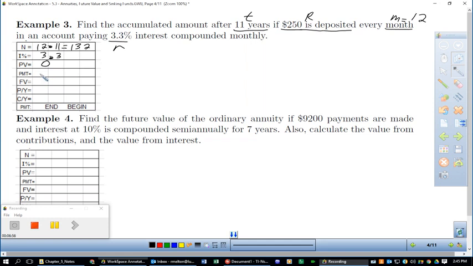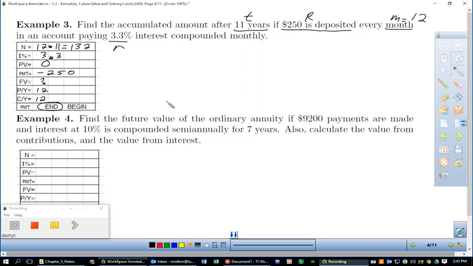The payment, this is something that's kind of weird. In finance, payments that are made are negative. It's money flowing out from you, cash outflow. So it's actually negative $250 for the payment. Future value, we don't know that. That's what we're after. Payments per year is monthly, so that's 12. And compounding is 12 as well. And it was at the end of every month, so the end.